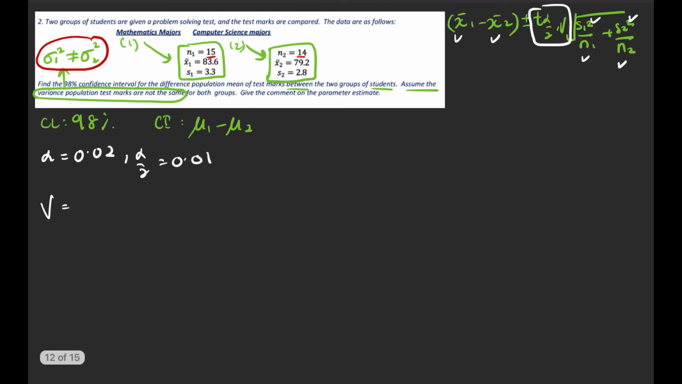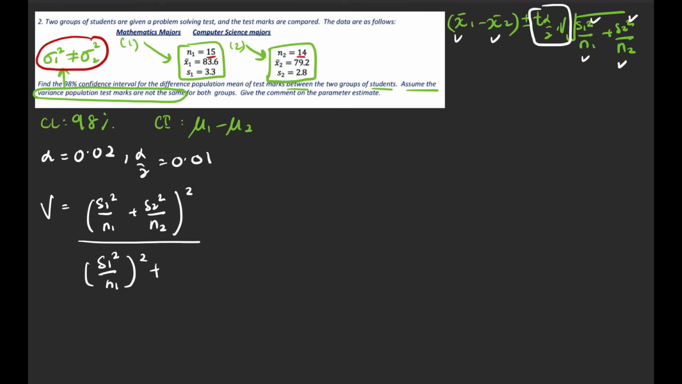So the formula is s1 square over n1 plus s2 square over n2, and then you square it, you divide by s1 square over n1 squared plus s2 square over n2 squared. Here divide by n1 minus 1, here divide by n2 minus 1. Okay, you have to do it very carefully, right? So substitute all the values.